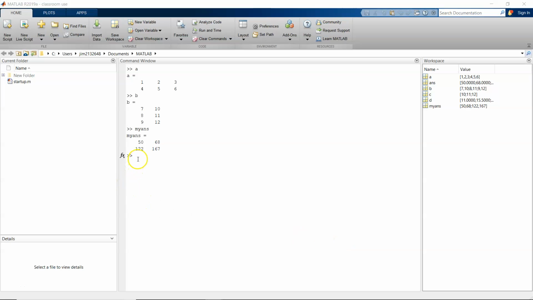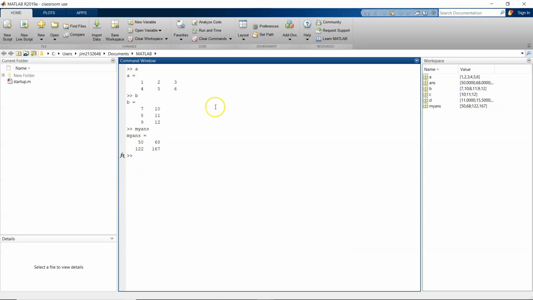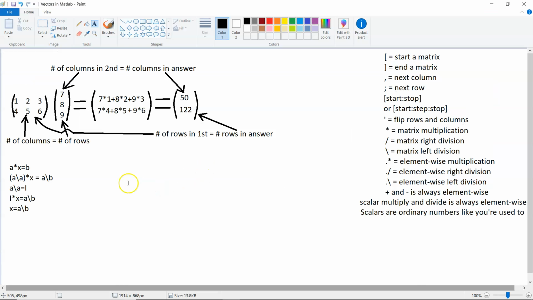Okay, we ended the last video. We took A times B, and that equals this answer. Now when we try to divide back, we showed matrix division that when you divide, you're solving this equation.